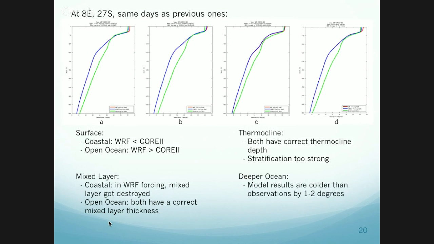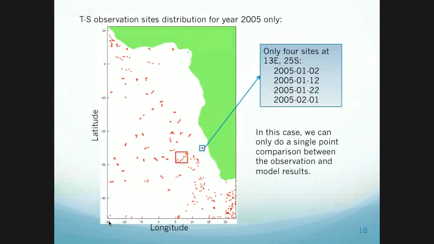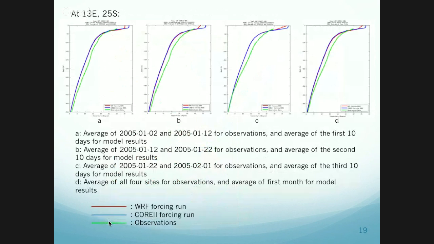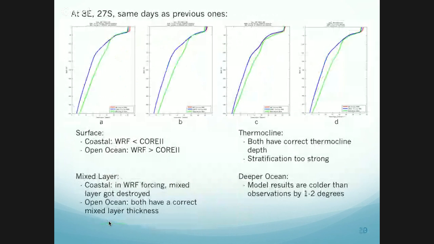This one is the red box at this region. So also in this region, models show stronger stratification than observations. Interesting, in the thermocline, they line up pretty well. Yeah, quite amazing.